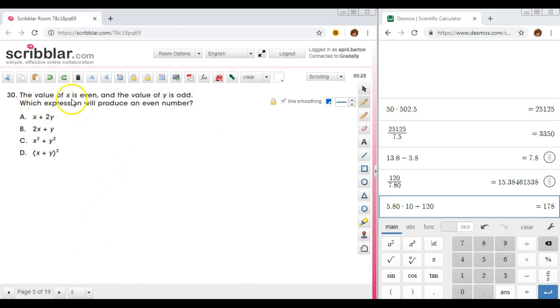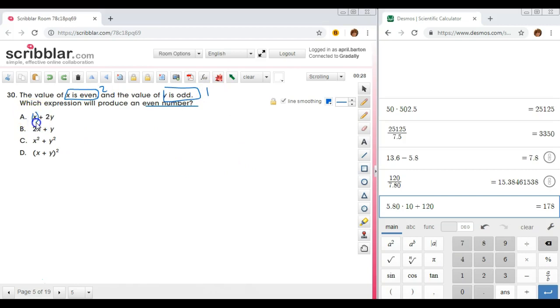Question 30. The value of x is even and the value of y is odd. Which expression will produce an even number? So we want our answer to come out even, and we know x is even, y is odd. On a problem like this that's very generic, I pick actual numbers to use. I'm going to say x is 2. That's a pretty small even number. Y is odd. I'm going to pick 1, also a pretty small odd number.